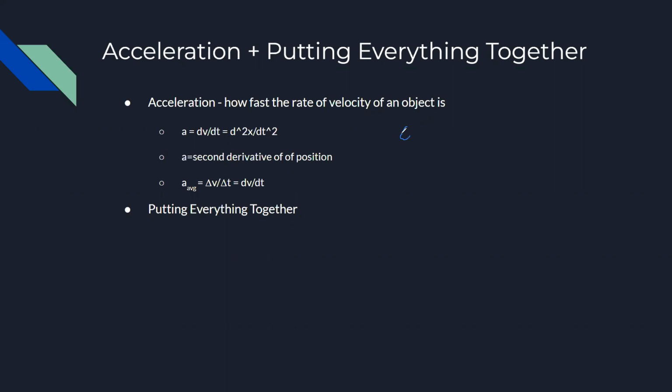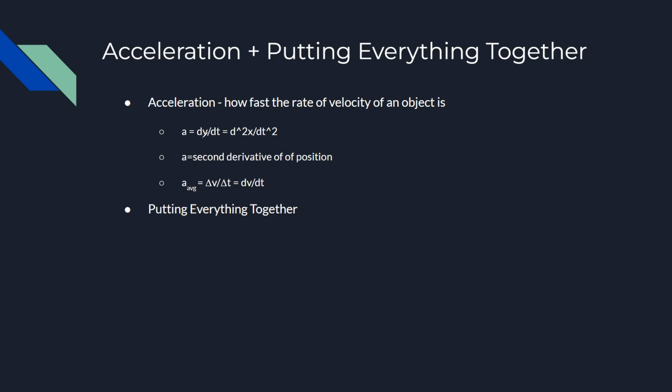So acceleration would just be 60 minus 0 over 3. And acceleration is just basically 20 miles per second, I guess, second squared. So yeah, I'm not sure if I got the units right, but I guess you get the gist of it. So acceleration is basically, again, how fast the rate of velocity of an object changes.